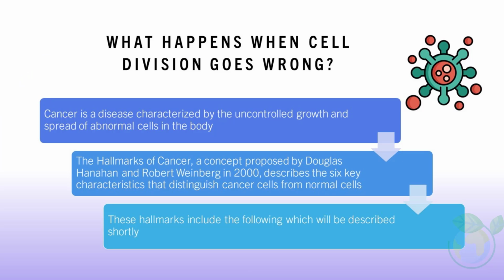What happens when cell division goes wrong? Take a moment to think. Yes, you are right. Cancer is a disease characterized by the uncontrolled growth and spread of abnormal cells in the body. The hallmarks of cancer, a concept proposed by Douglas Hanahan and Robert Weinberg in 2000, describes the 6 key characteristics that distinguish cancer cells from normal cells. These hallmarks include the following, which will be described shortly.